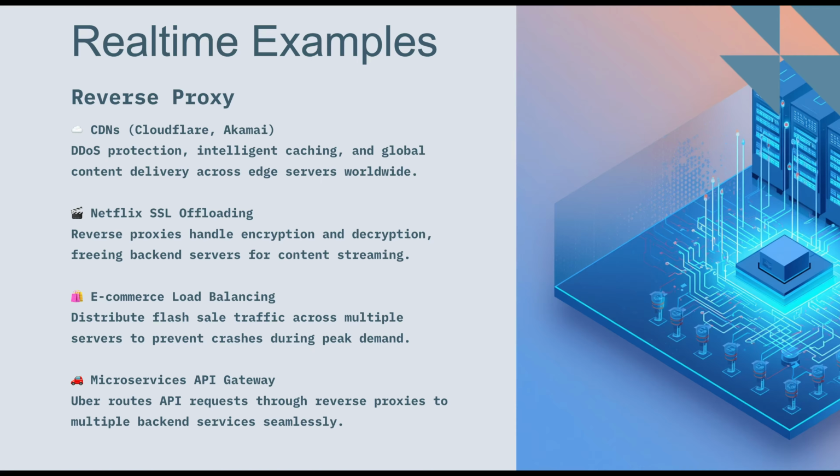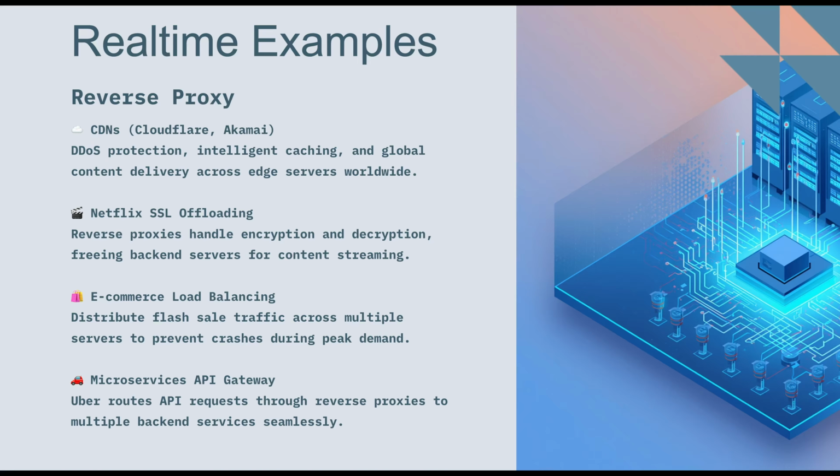E-commerce load balancing. During a flash sale, a retailer like Amazon uses a reverse proxy to distribute millions of simultaneous shoppers across thousands of different backend servers. If one server crashes under the pressure, the reverse proxy instantly reroutes shoppers to a healthy one so the site stays up.